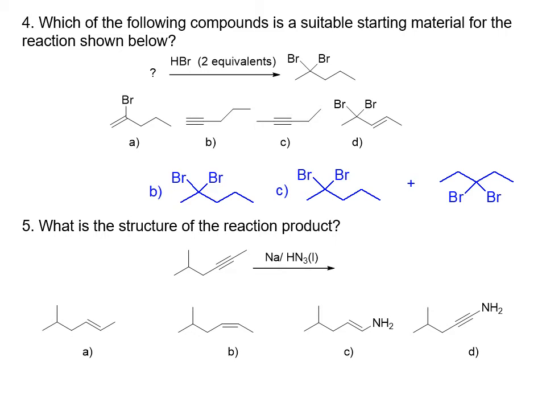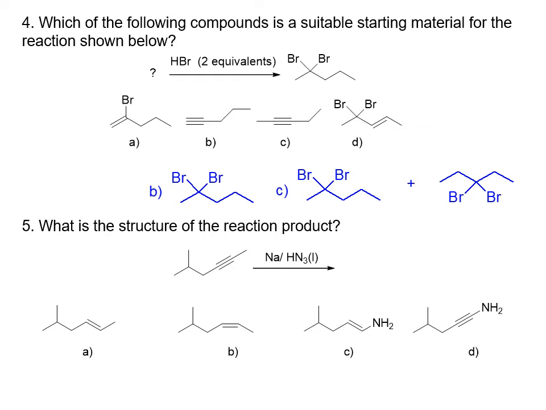And finally, D is obviously not correct because the compound is already a dibromo compound, and addition of another molecule of hydrogen bromide to an alkene would simply add another bromine to the molecule. So in summary, the correct answer to this question is B.